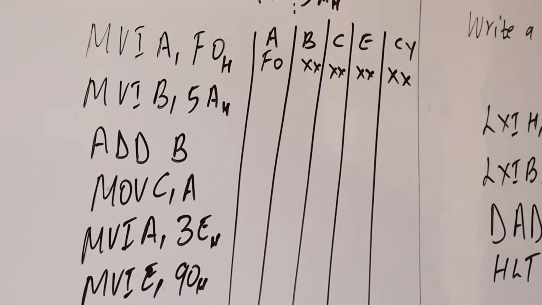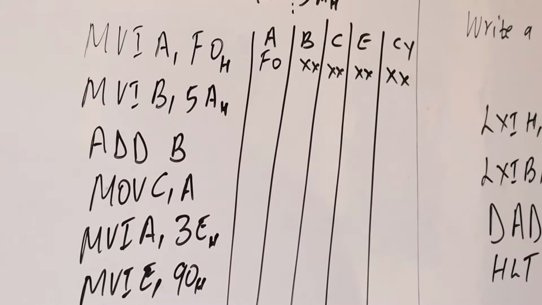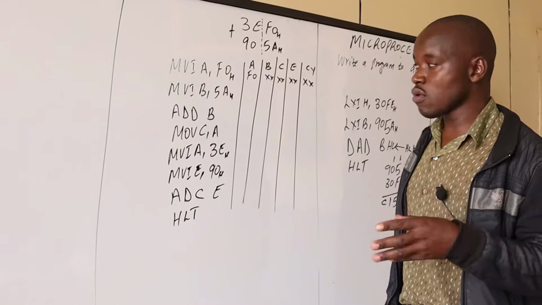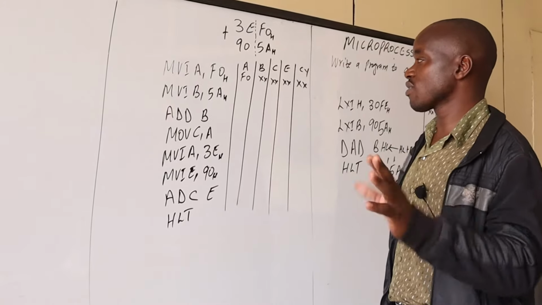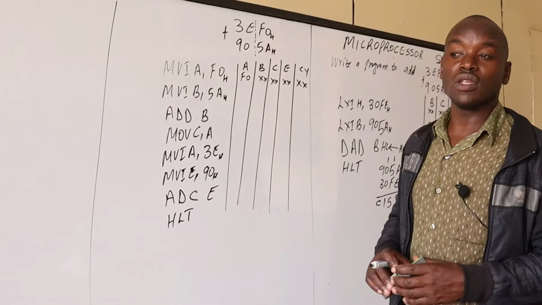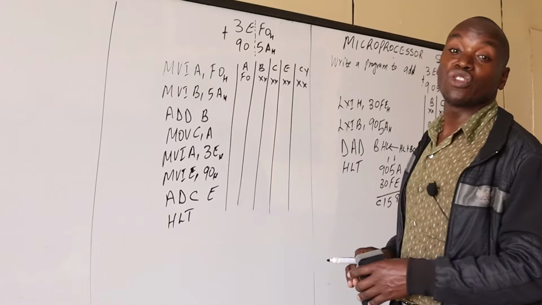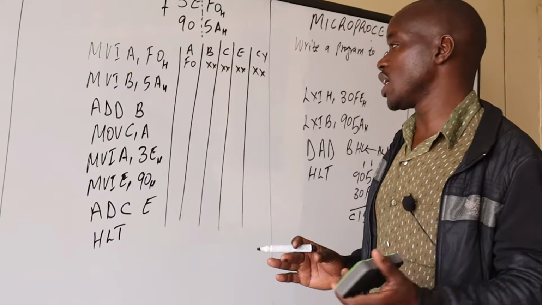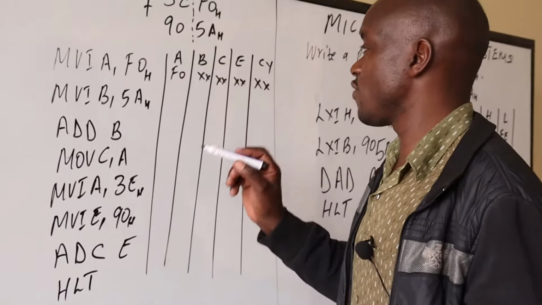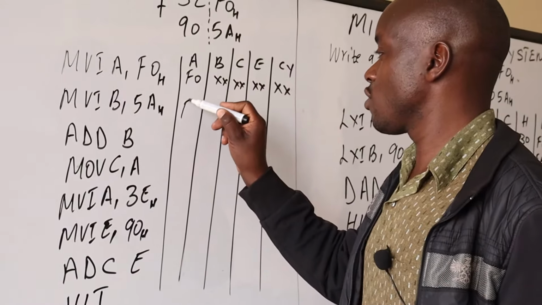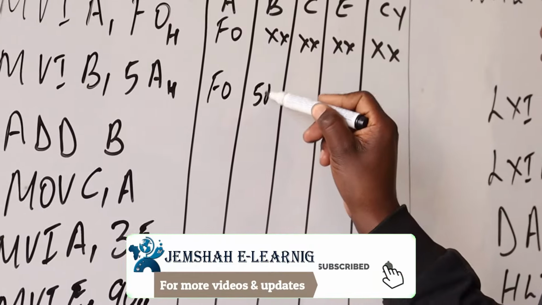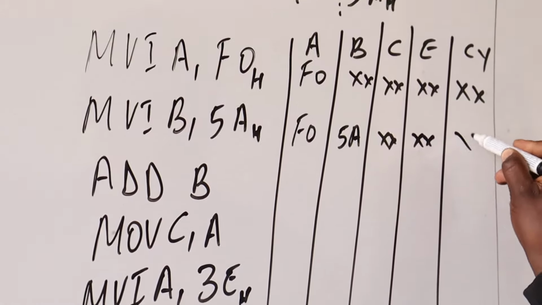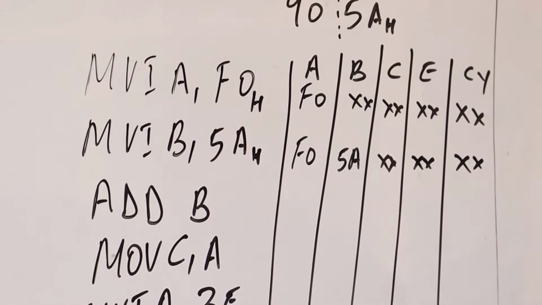Unless we are sure that a register has some data, don't put anything there. And we are not to put 0, because we don't know if somebody used these registers. So in digital electronics, or in microprocessors, we use don't care to indicate that we are not sure if there is data or no data. Then move B, 5A. Now we are sure in A we have F0, in B we have 5A, we don't know what's in C, we don't know what's in register E, and we don't know what's in the carry flag.